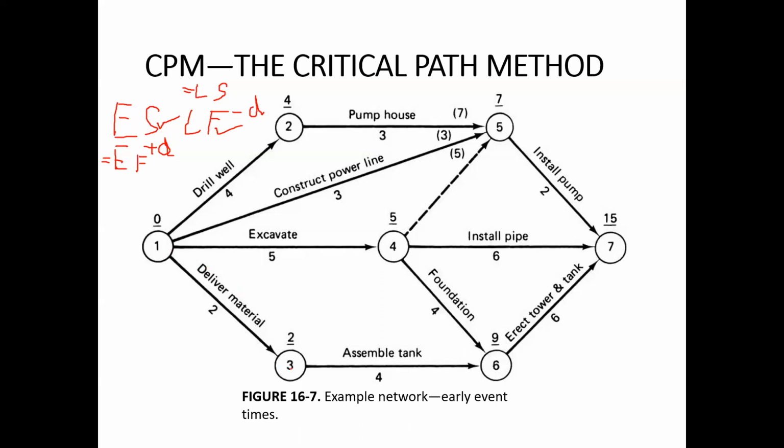Actually we do not establish much about the two event times, otherwise it will become very confusing. So for event times, we take only one number, like the one shown over here. For example, this 0 over here is the earliest start of these 4 activities. This number 4 over here is the latest finish of activity drill well, but it is also the earliest start of pump house. So it can be a quiz question actually, right?